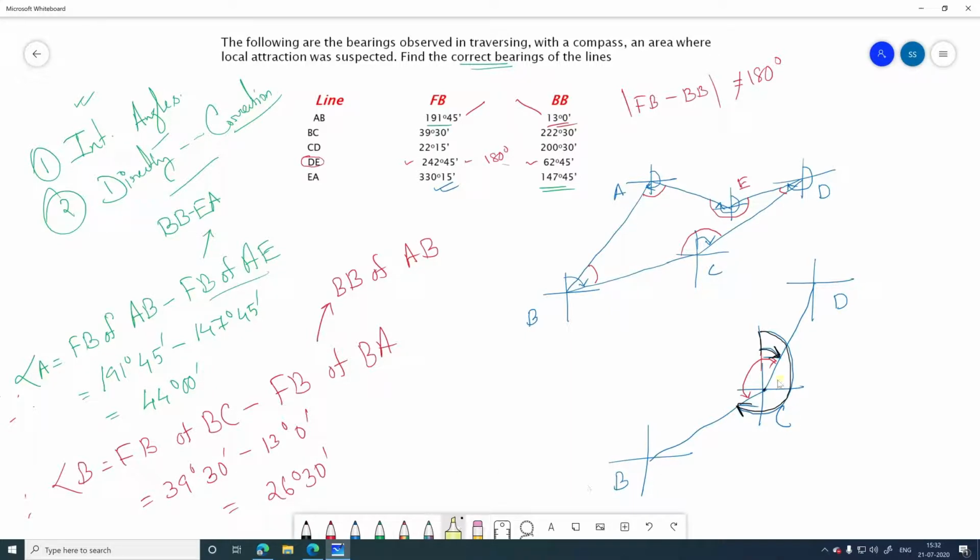That means this is the exterior one. So this is the exterior angle, right? Now to determine the interior angle, what you need to do, just subtract this particular angle, that means the exterior angle C, from the 360 degree. Okay, so let's determine this.